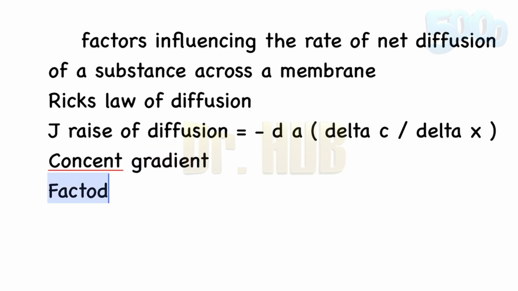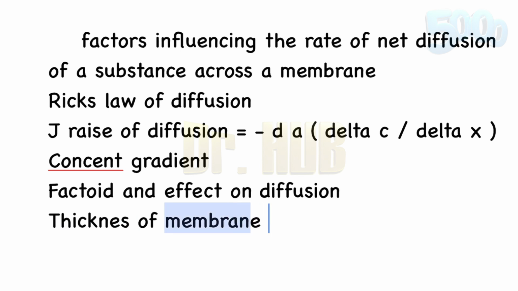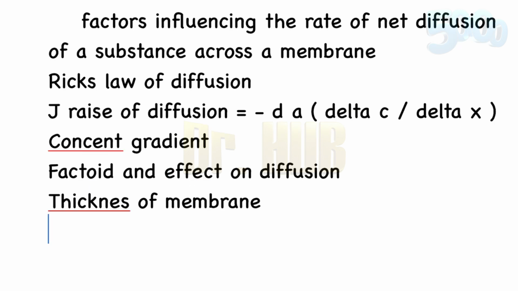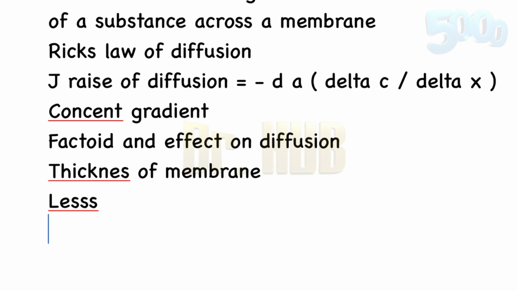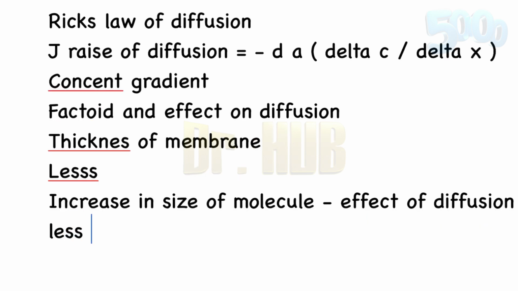Now let's look at the factors and their effect on the diffusion. First is the thickness of the membrane. With an increase in thickness of the membrane, the diffusion is less. Next is the size of the molecule. With an increase in the size of the molecule, here also the diffusion is less.